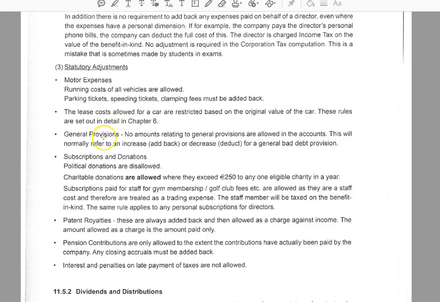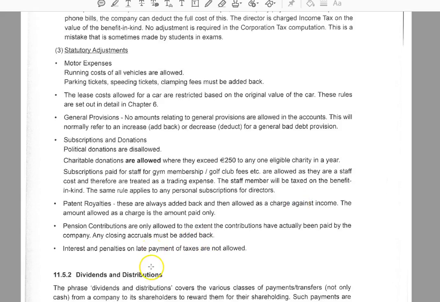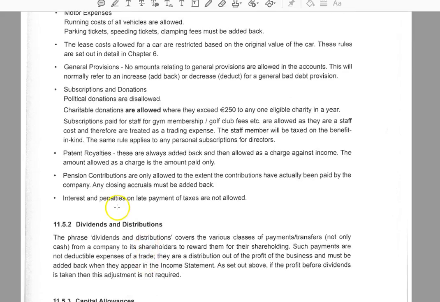And I'll go back to lease costs in a second. General provisions, always. So an increase in a provision would be an expense. You add it back. A deduction gets taken away. There are rules there for political donations. Never allowed. Always add it back. Okay, patent royalties are always added back, allowed as a charge. We won't meet any charges. And interest and penalties on late payment of tax are not allowed.